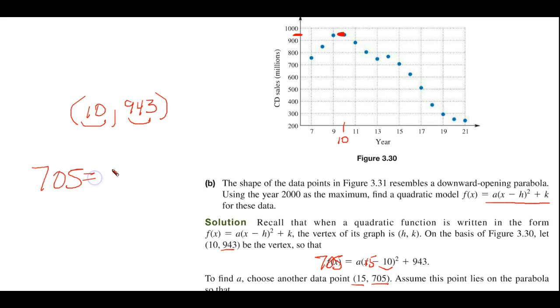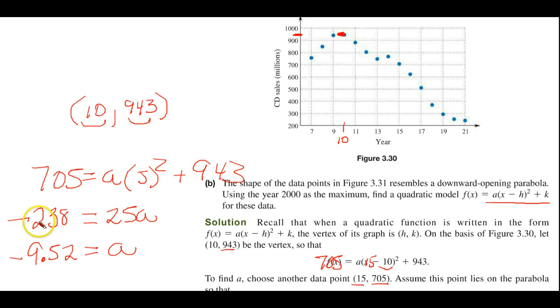705 equals A times, this is going to be a 5 squared plus 943, which we'll subtract, and we're going to get here a 25A over there. A negative 238 divided by 25 gives us this.